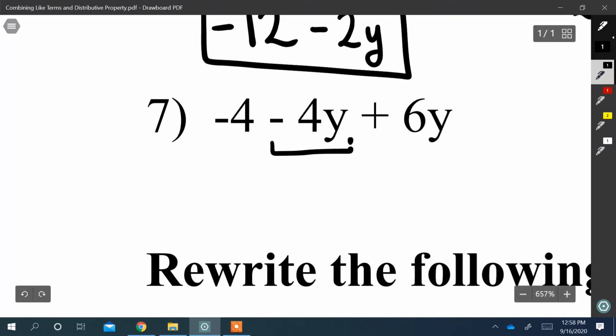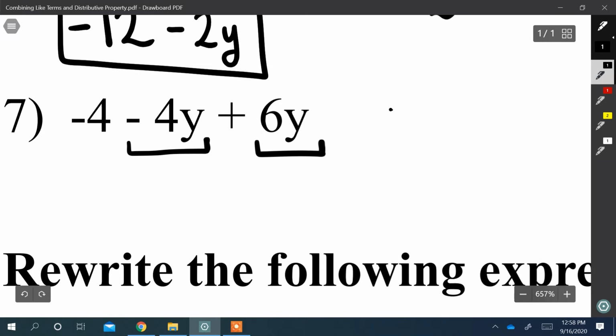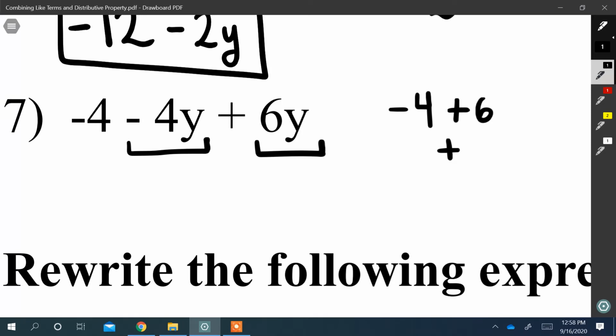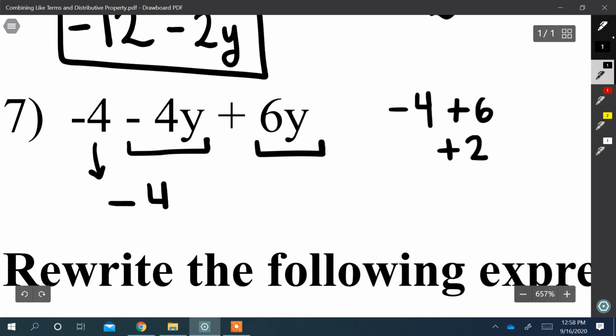Let's identify those like terms. I see a -4y and I see a 6y. We're going to combine those two together. Let's do it on the side here. -4 plus 6. Since I have more positive, I know my answer better be positive. But since I have a negative and a positive, I know I have to subtract. 6 minus 4, that's going to be 2. Let me bring down this -4, and then I'm going to add the 2, but don't forget about the y.